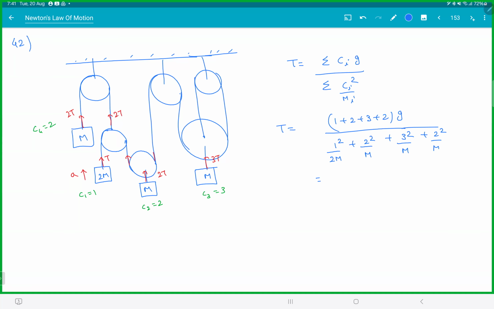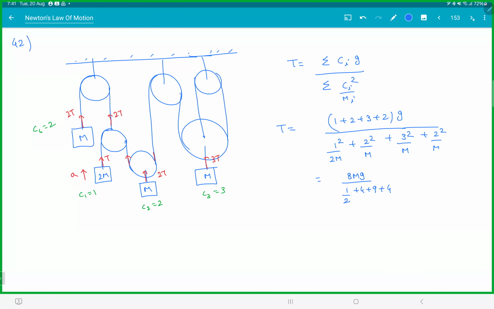That would be 8 mg by, this is half plus 4 plus 9 plus 4. How much is this? 4, 4, 8, 8, 9, 17, 35. It will go up. 16 mg by 35.